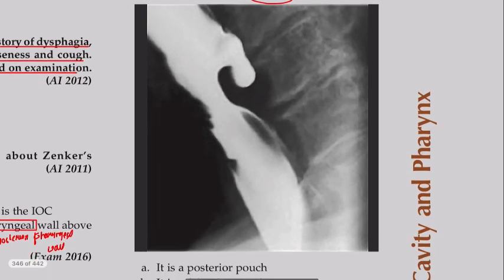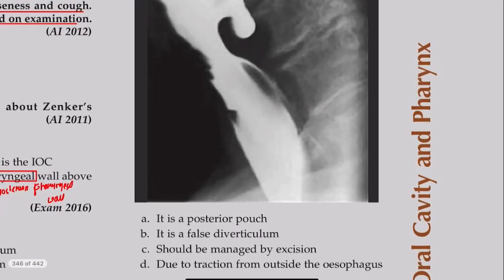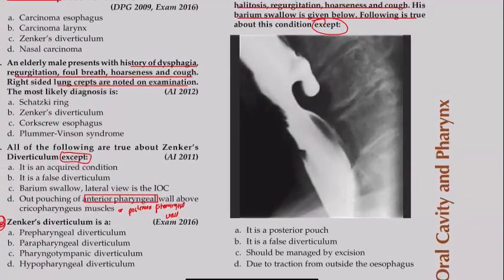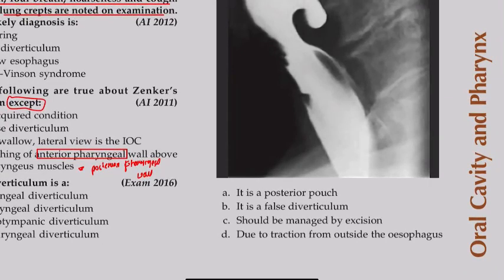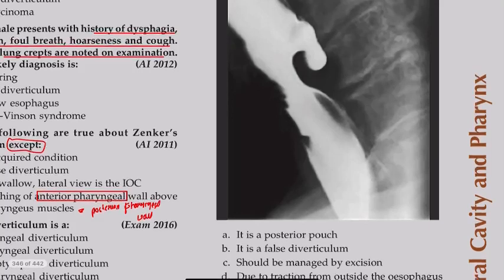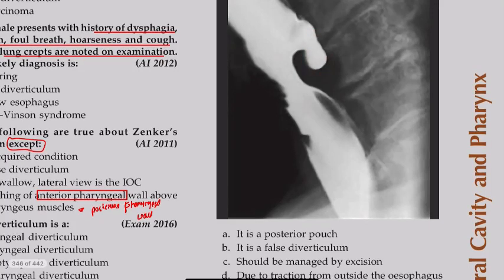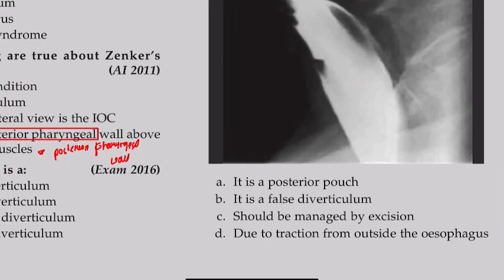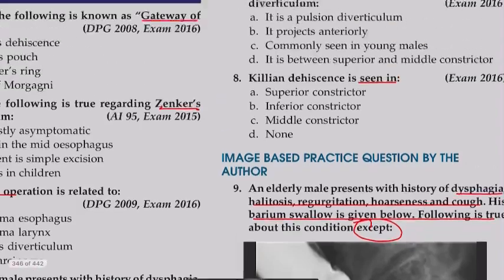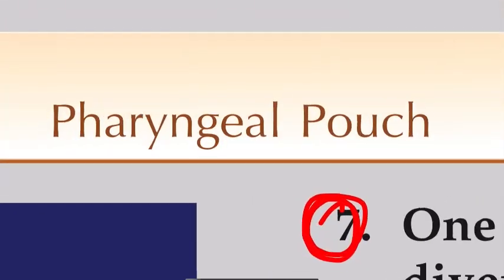So here, most probably, as you can see, right? Now here, which of the following statements is true about the condition except? So it is a posterior pouch. Yes, that is true. It is a false diverticulum. Yes, here it's talking simply about Zenker's diverticulum only. It should be managed by excision. That's right. Due to traction from outside the esophagus, so it is not the right statement. So here all above three are the correct statements. This D is not the right statement. So this was all about questions from pharyngeal pouch.